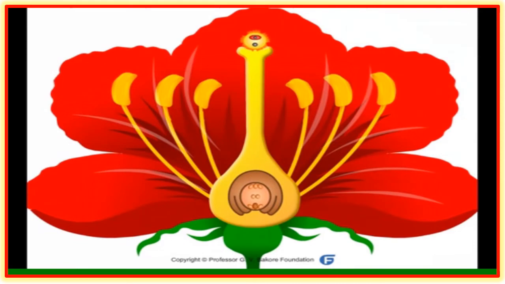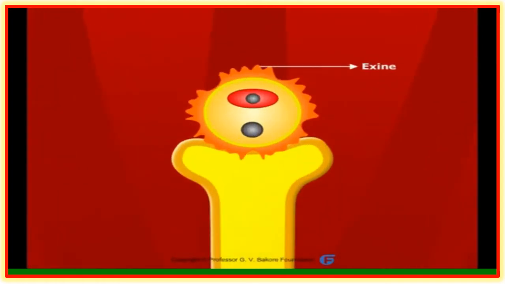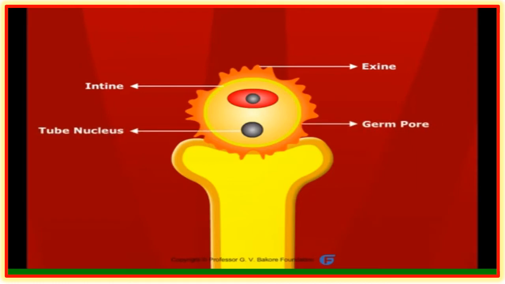During pollination, the pollen grain comes to lie on the stigma. The pollen grain has two layers. The outer layer is known as exine, and it is made up of a substance called sporopollenin. The inner layer is thin and is known as intine. At some places, exine is thin. These areas are known as germ pores, through which the pollen tube will emerge. Pollen grain has two cells. The smaller cell is known as the generative cell, which will divide to form two male gametes. The larger cell is known as the tube cell, which will give rise to the pollen tube.